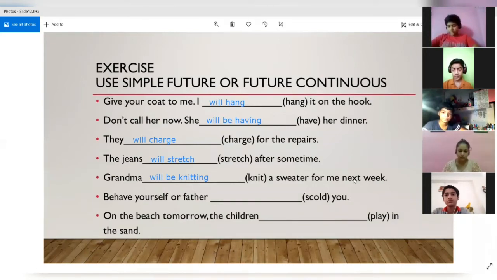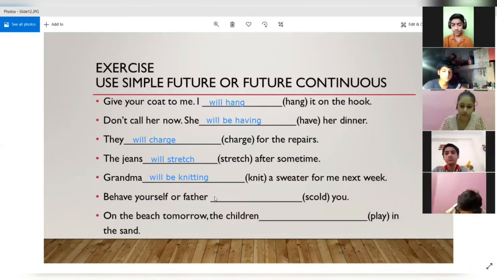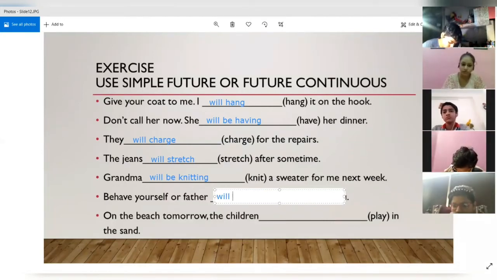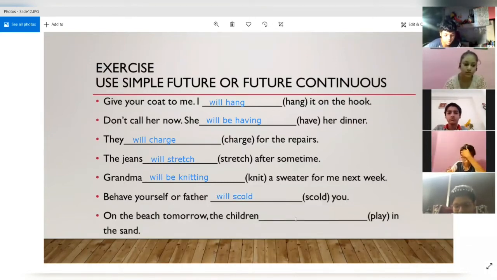Navya, answer. It will be behave yourself or father will scold you. Yes, it is correct. But can you tell me the reason also? Because it is stating a possible condition and its probable result. Yes, it is a sort of prediction, right? Behave yourself or father will scold you. So it will be will scold. Okay.